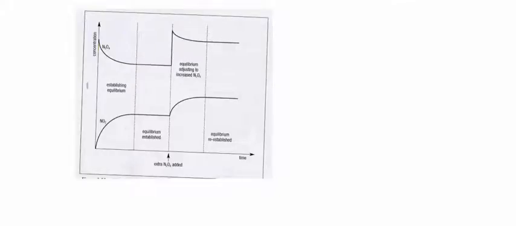Now, you're already familiar with looking at concentration versus time graphs. So we can see here that we've got our reactant, and over time the concentration is decreasing until equilibrium is established. And with our product, the concentration is increasing until equilibrium is established. Now, it's at this point down here that a change has occurred.